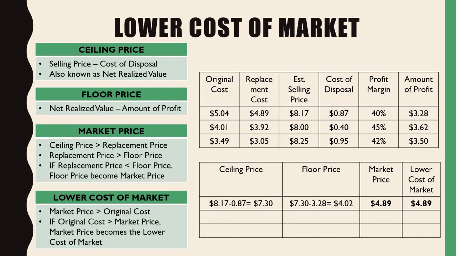It's going to be comparing the ceiling, the floor, and the replacement cost. You're going to compare those three numbers. You take all three numbers and place them in numeric order, from highest to lowest or lowest to highest, whichever way you want to look at it. There are only three numbers you're dealing with, and you select the one that's in the middle.